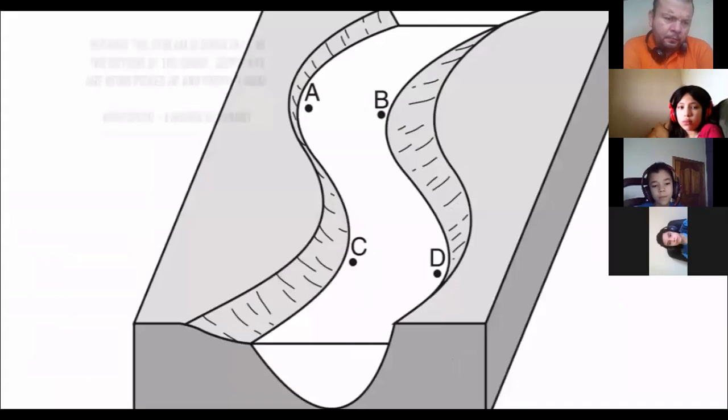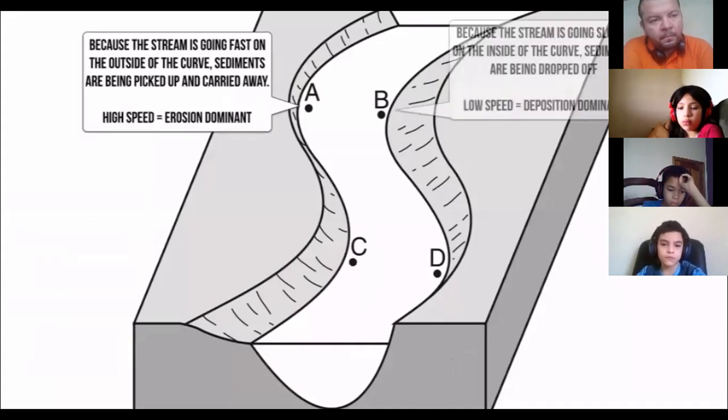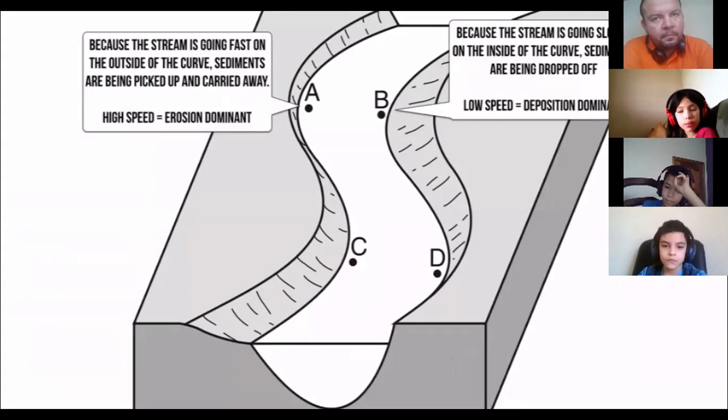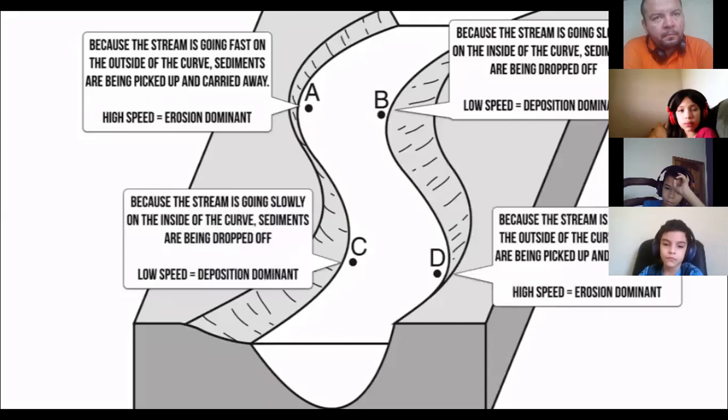So at A, because the stream is going faster, it's on the outside of a curve, more sediments are being picked up and carried away. There's a dominant erosional force because of the higher speed. On the opposite side, because the stream is slowing down to keep up with the higher speed at A, there's more deposition. It's deposition dominant. Now it reverses down at the bottom because at C, we have the inside of the curve, there's more deposition. And then at D, that's the outside of the curve, there's more erosion.